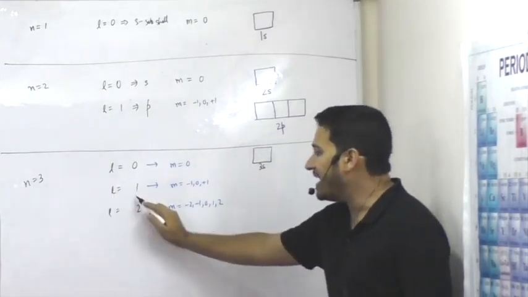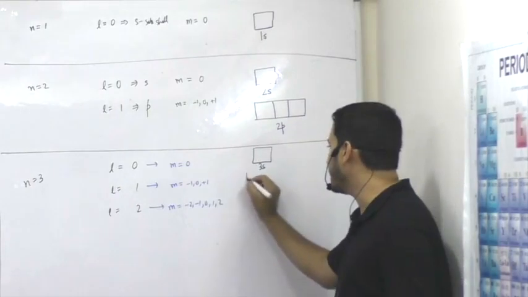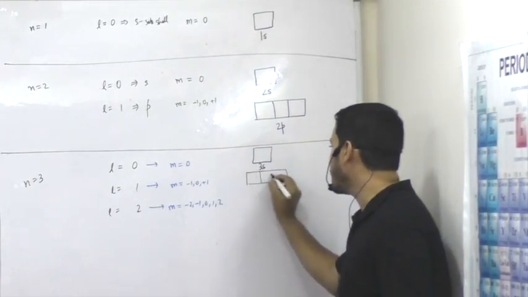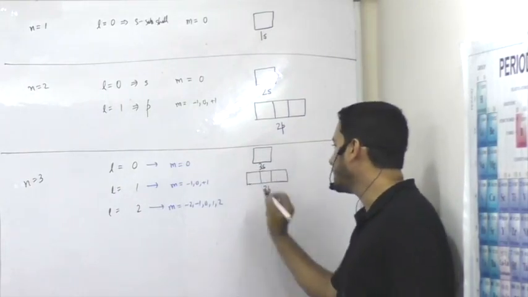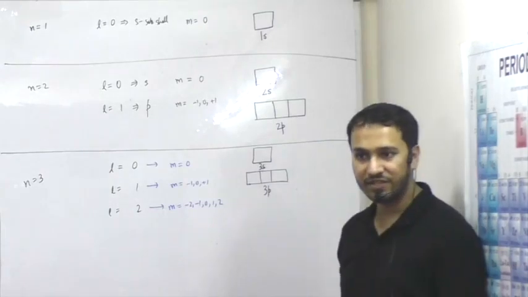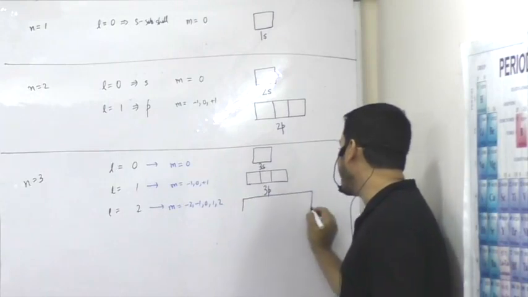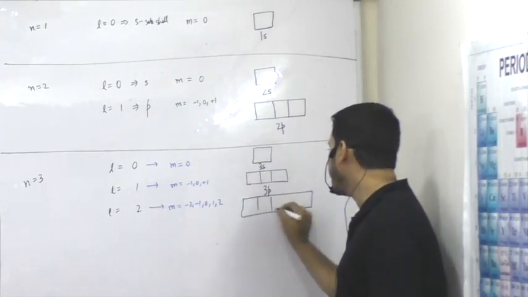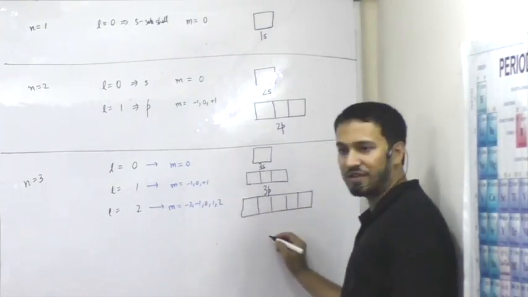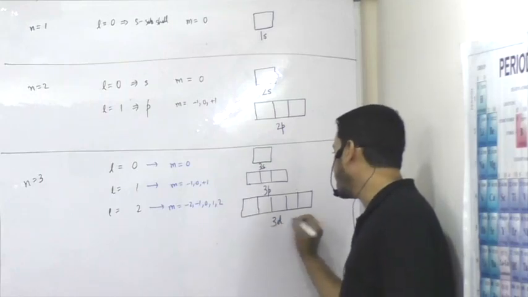N equal to 3, L equal to 1, and then 3 orbitals. These correspond to what? 3p. Yes. And then this will be what? How many orbitals will I have here? 5. I will have 5 orbitals here, and they will be called what? 3d.